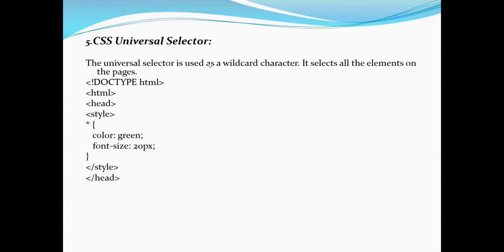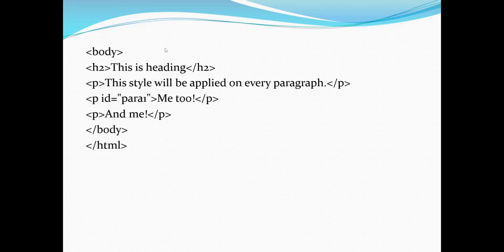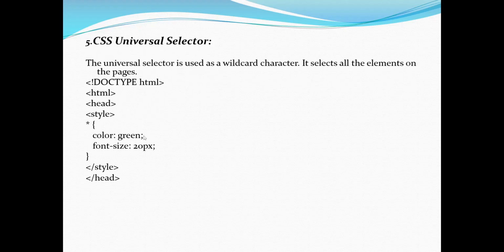Universal selector. It is going to select all the elements on the page. So this symbol is for the universal selector. If you use this in your style tag and you put anything in the styling part, it is going to style the complete page for you. Whatever elements you have, it's going to style the complete website.